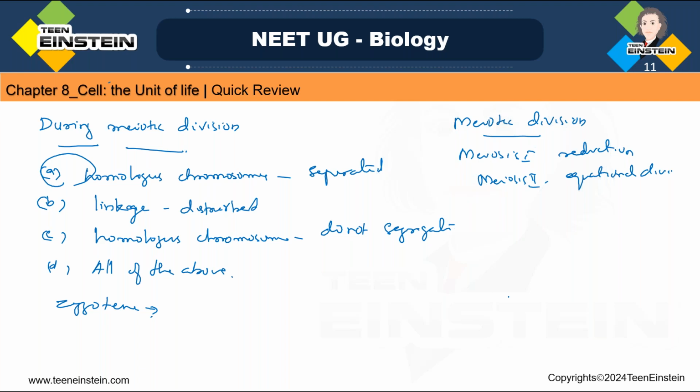Then here, how can we arrange the meiosis events? Four options we are getting. First one is terminalization. Second option is crossing over. Third option is synapsis. Fourth option is disjunction of genomes.